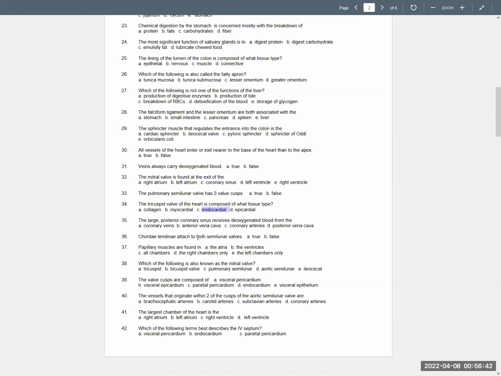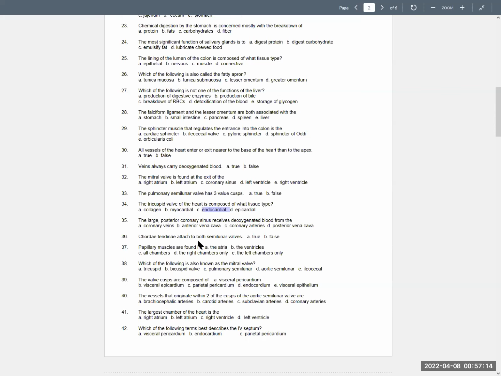The large posterior coronary sinus on the back of the heart receives deoxygenated blood from where? And that's from the coronary veins. The coronary arteries come from the aortic semilunar valve, taking oxygenated blood to the surface of the heart. But then when it's deoxygenated, it comes back through the coronary sinus.